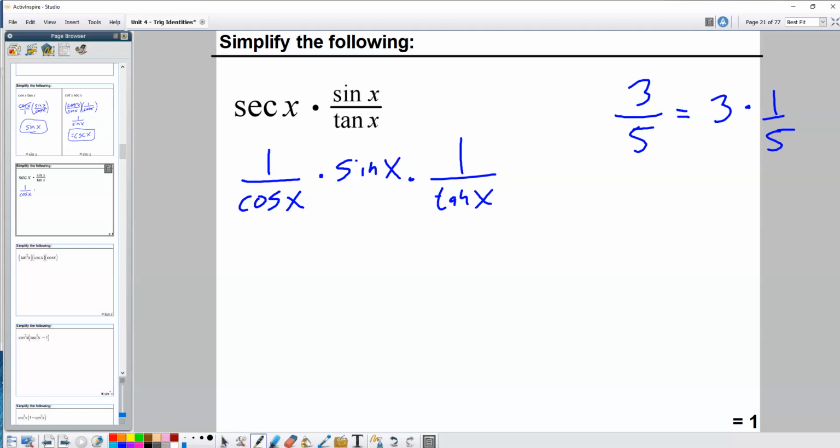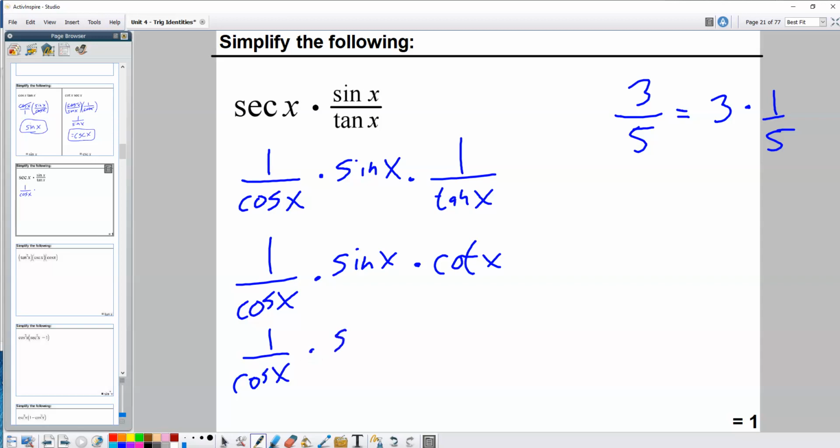There are several different ways I could go about this now, but I'm going to rewrite the 1 over tangent of x as cotangent of x. So that's cotangent of x, and it's up top. And I know that cotangent of x is equal to cosine over sine. So I'm going to have 1 over cosine of x times sine of x times cosine over sine. Then I can start canceling some stuff out. Like that zaps with that, zaps with that. All of that would reduce to 1.